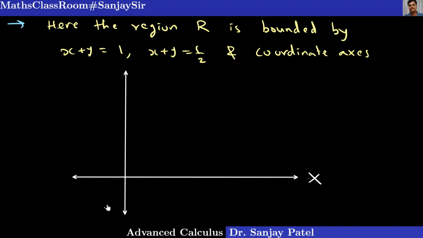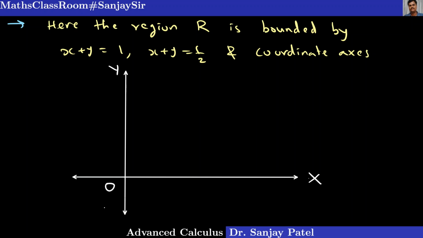Okay, so this is the y-axis, this is the origin. Now, x plus y equal to 1 is clearly a line passing through (1, 0) and (0, 1). In the same way, this is a line passing through (1/2, 0) and (0, 1/2). If you put x equal to 0, you will get y equal to 1/2. If you put y equal to 0, you will get x equal to 1/2. So it is very simple.